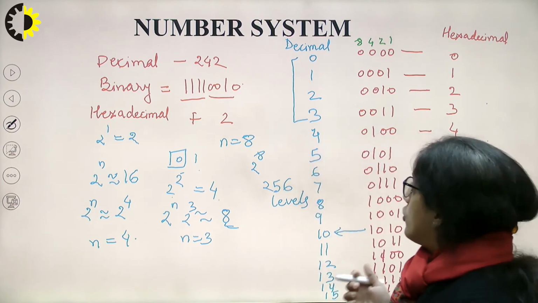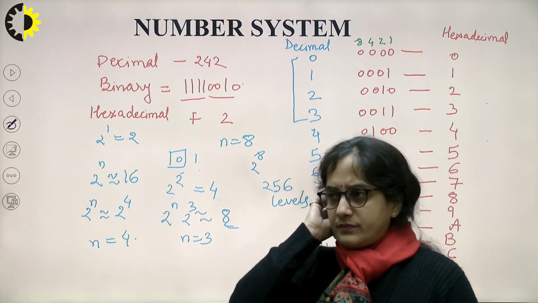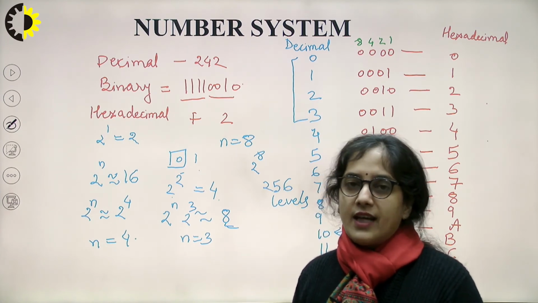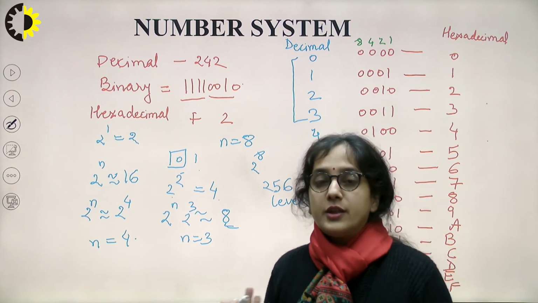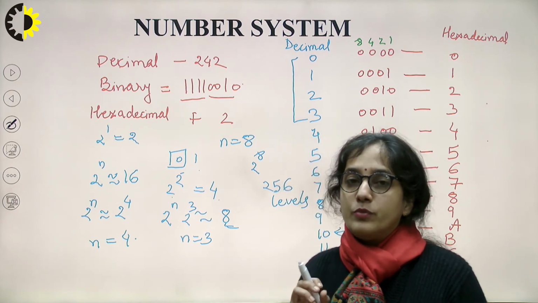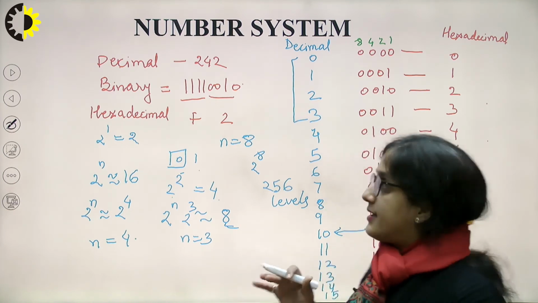Mostly, the processing capacity of any microprocessor we write as an 8-bit microprocessor or 32-bit microprocessor. Means at a time that microprocessor can process 32-bit data, but that 32-bit data has different combinations, like this 4-bit.